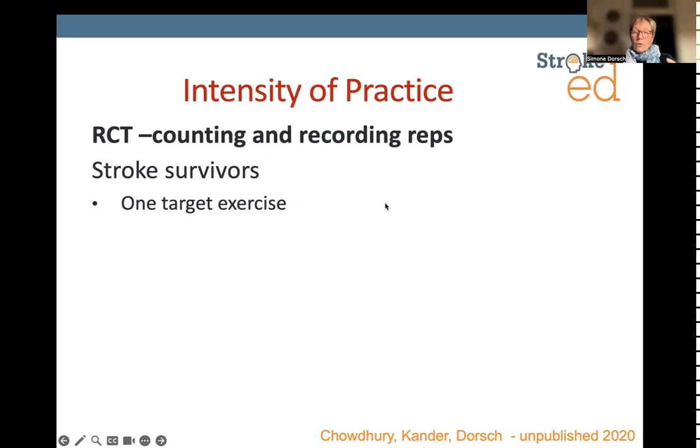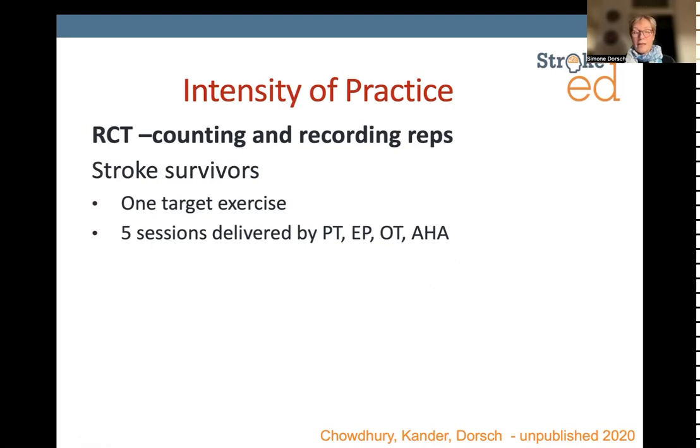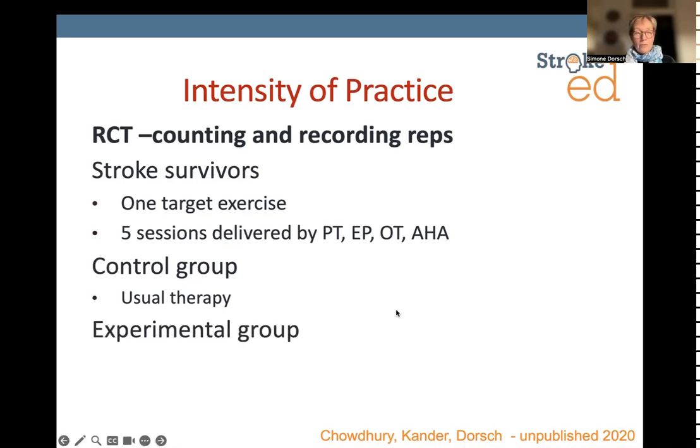So we recruited 27 stroke survivors. We would take one target exercise that we were going to have a look at the intensity of practice of that exercise over 5 therapy sessions. Those therapy sessions were delivered by physios, exercise physiologists, OTs, and allied health assistants. And in the control group, they just did usual therapy. So usual therapy had no counting and recording of repetitions, but we were videoing the sessions. So we were able to get that from the video.